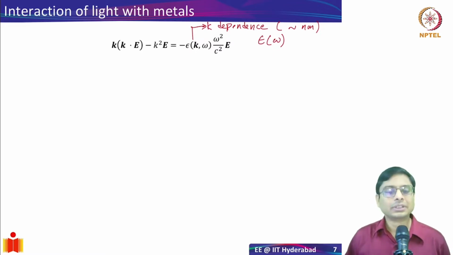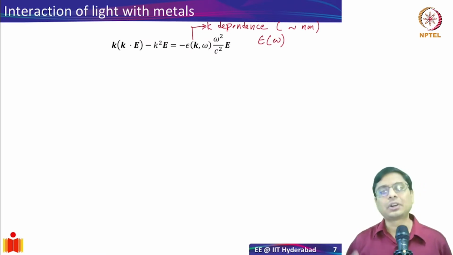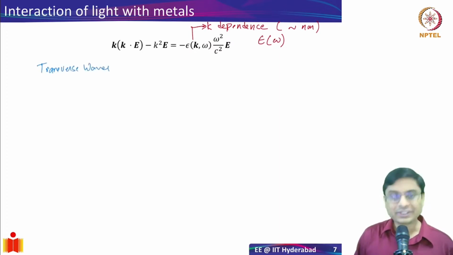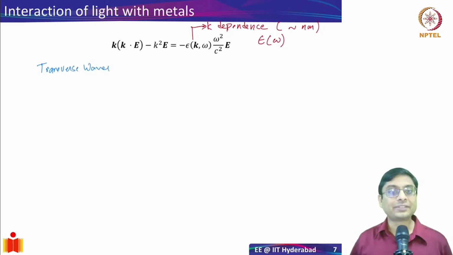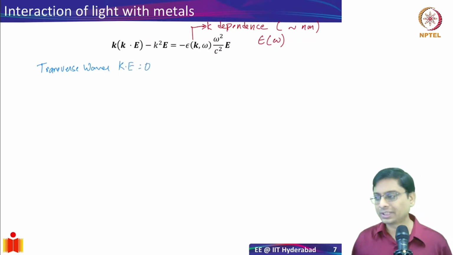Now, to classify the various types of plasmonic resonances, we consider whether the wave is transverse or longitudinal. What do I mean by transverse wave? First, let's consider the transverse wave. When we say transverse, we essentially mean that the electric field is perpendicular to the direction of propagation. So essentially k dot E equals 0. These are the transverse waves. k is perpendicular to E.